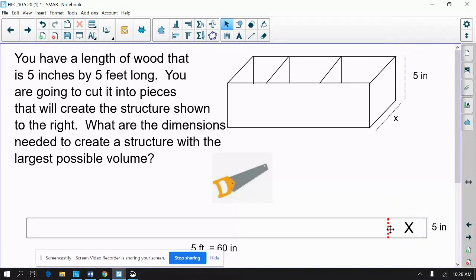Those 4 cuts have to be equal because, just by the nature of a box, I mean, it's not going to be some weird box that Salvador Dali has created. It's going to be just a rectangular box. So this wall is the identical dimension as this wall, and the dividers are the same dimension. So I need to make these cuts.